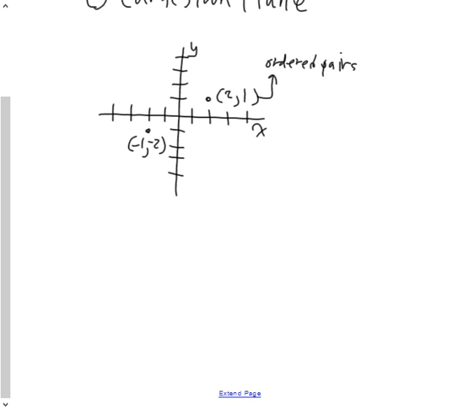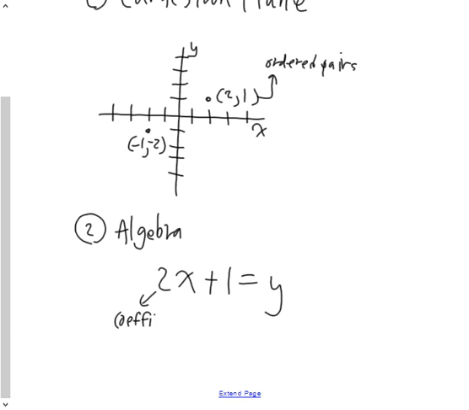The second thing you needed to know is your algebra sense. Algebra. So you need to know that in the equation 2x plus 1 equals, let's say, y, 2 is called your coefficient, and your plus 1 is called your constant. And your x, y values are called variables. Okay, so that's a basic overview of the skills you need to have for chapter 9. So let's just start with a little graph here.